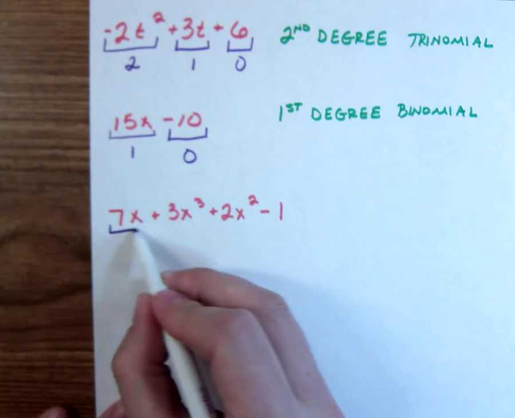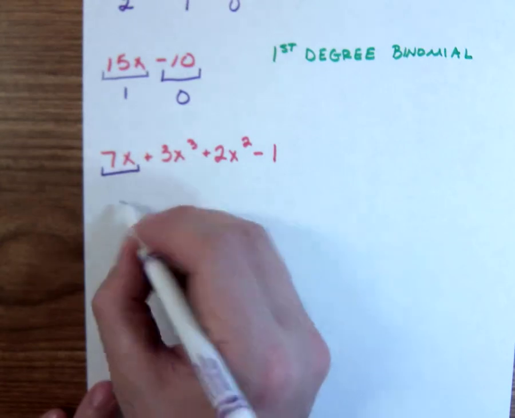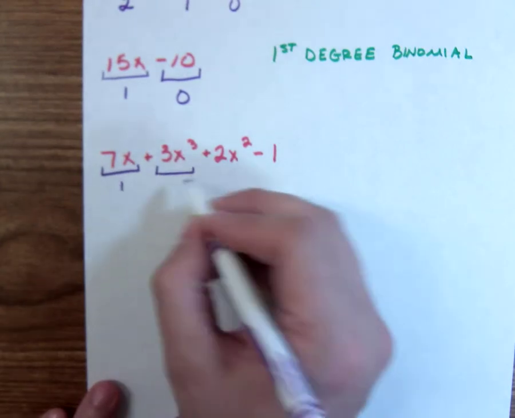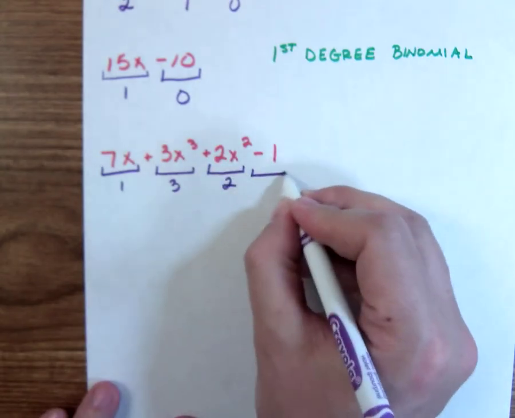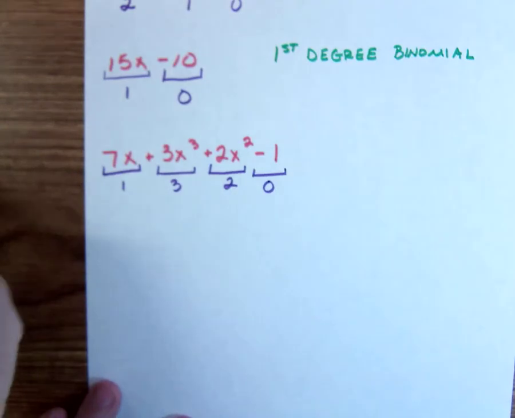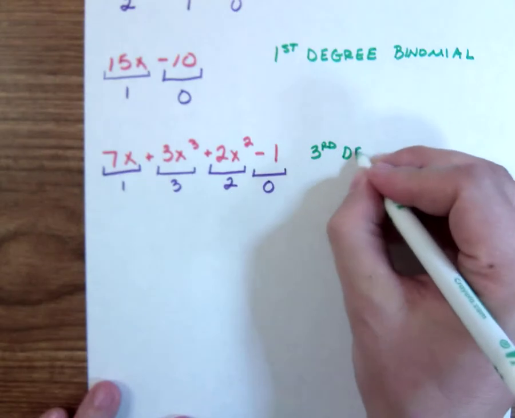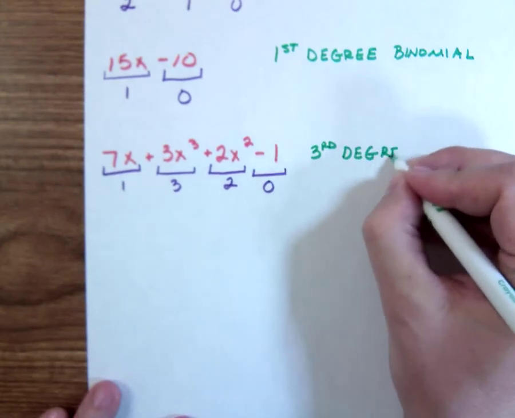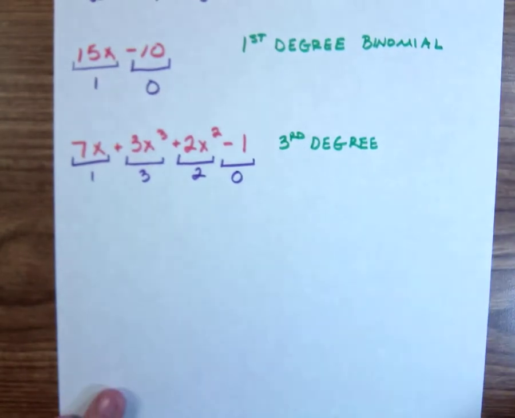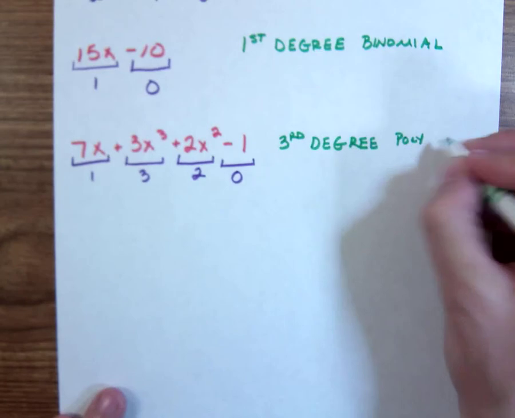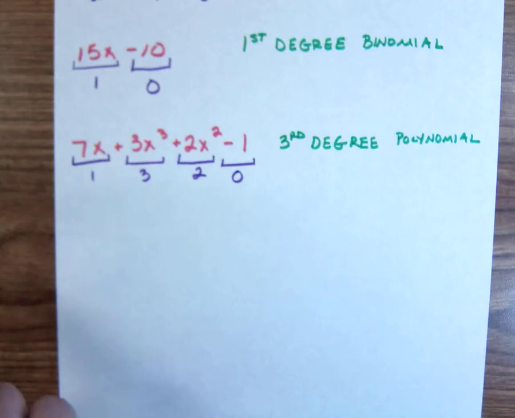Okay, what's the degree of the first term? 1. The degree of the second term? 3. What's the degree of the third term? 2. And the degree of the last term? 0. So the highest was 3, so that makes it a third degree. How many terms did we have? 4. We don't have special names for them. So it's just polynomial. Yeah, good. We don't have special names after 3. Great.